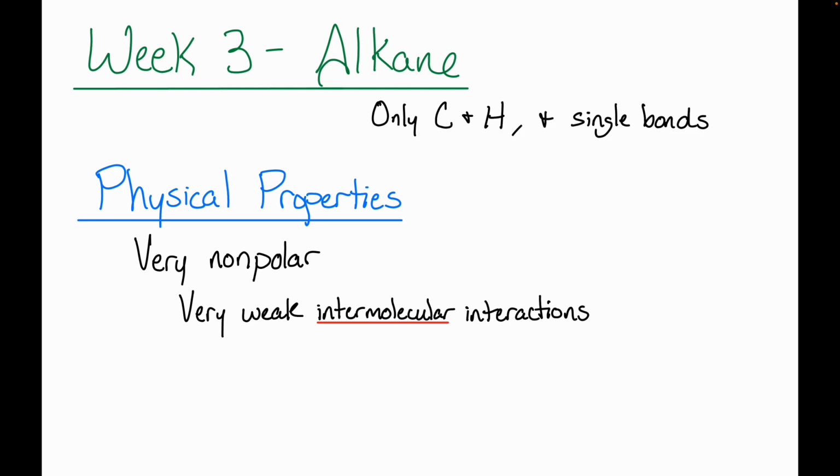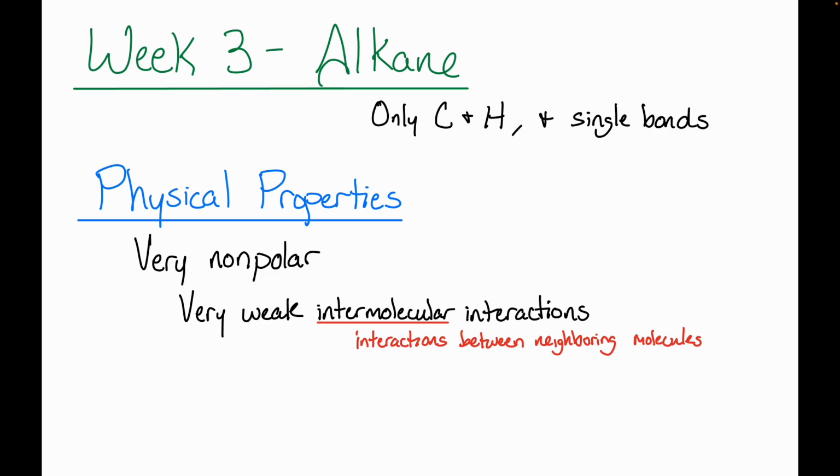So by intermolecular, I mean the interactions between neighboring molecules. I'm not talking about the covalent bonds that are holding those carbons and hydrogens together. I'm talking about the interactions between neighboring molecules, right? If you have a beaker of an alkane, you have 10 to the 24 or so molecules floating around, a huge number of molecules. I'm talking about the interactions between neighbors, okay?